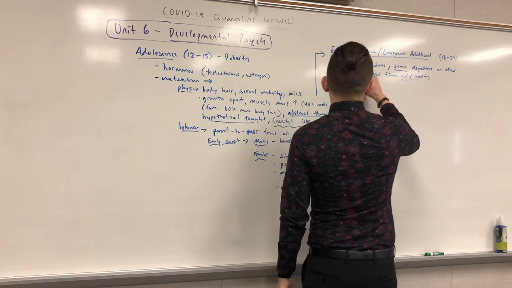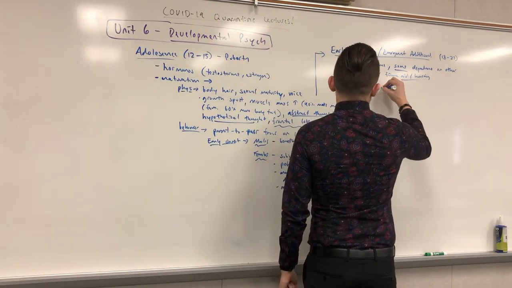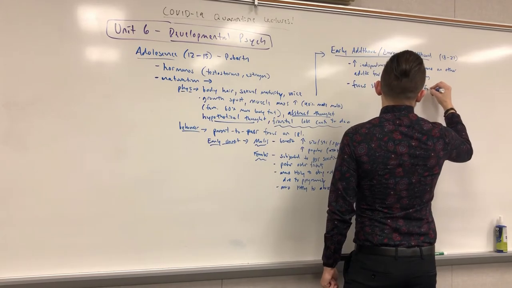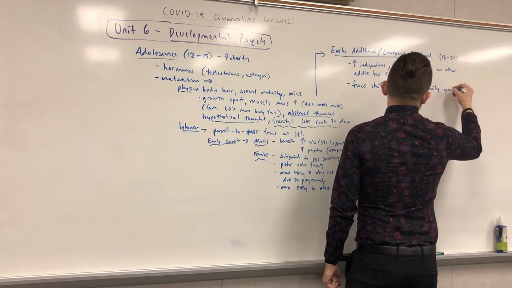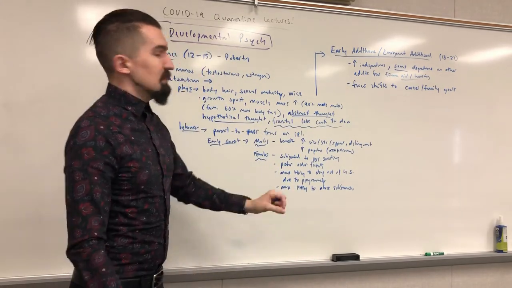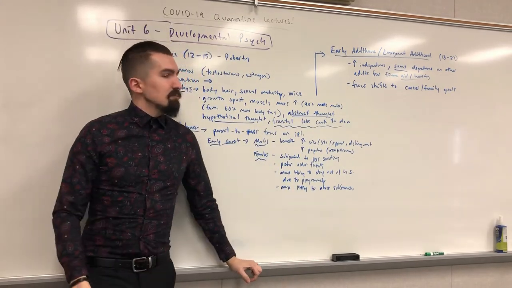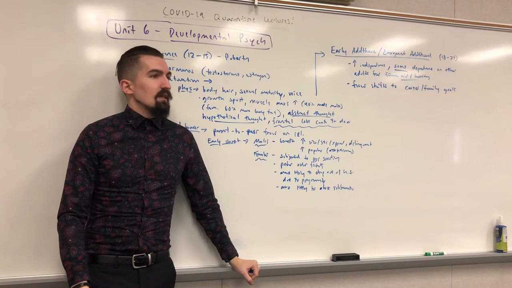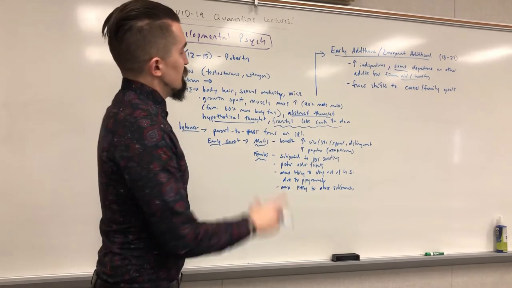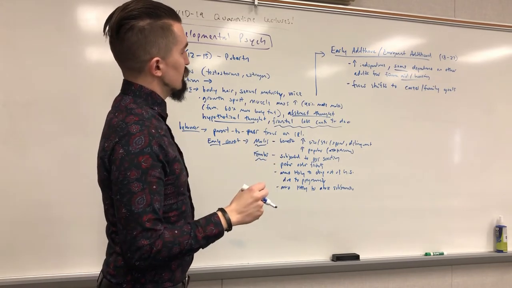So the focus shifts to career and family goals. And that could be one or the other or both. Most people it ends up being both, but some people choose just to go the career route and some people choose just to go the family route, but most do go for both. That's sort of the transition to early adulthood.